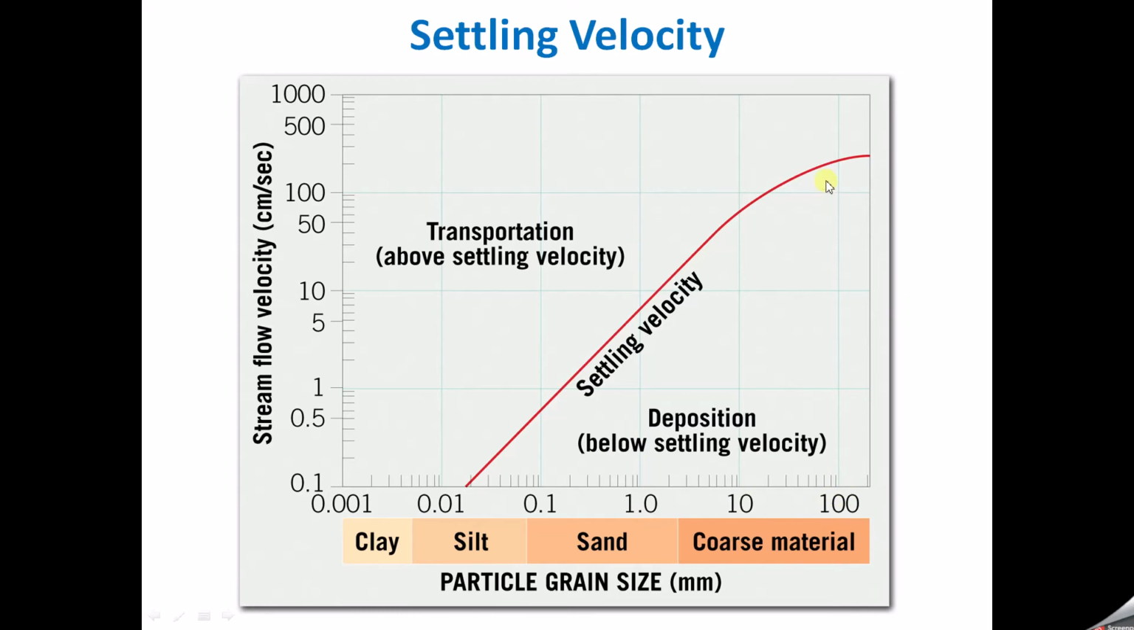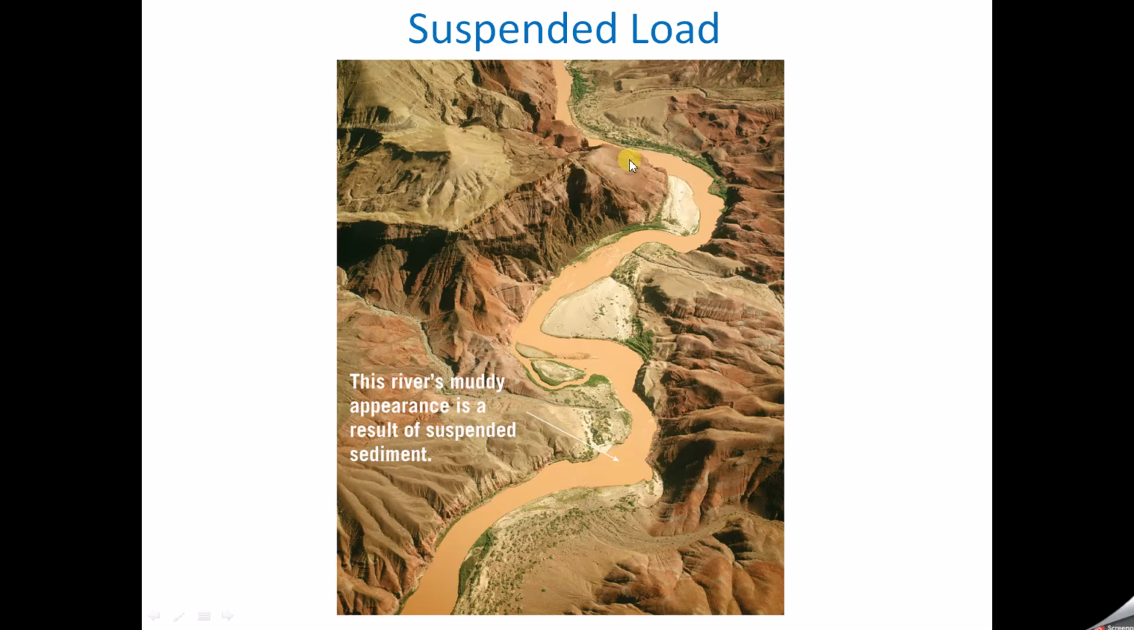So the larger the grains, the larger the settling velocity. Anything above the settling velocity, above this curve, is transportation. So if the speed for this 1 millimeter grain is 10 centimeters per second, this sediment will be transported, carried in the water. But if it's 7 or less, for example 1, this particle will fall down. 1 centimeter per second velocity is not enough to move it. So look at the suspended load here. We have this river, which looks muddy and dirty due to the suspended sediments.